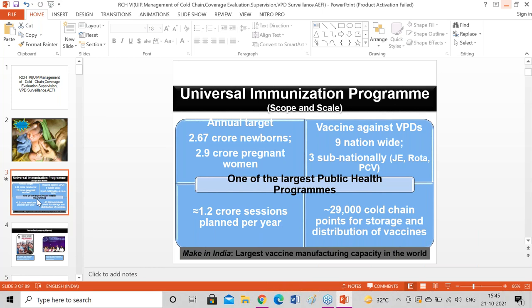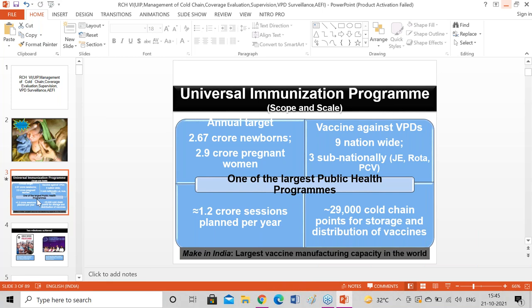And I hope you know what is immunization. I hope you know what is vaccination. It is one of the questions which is very commonly asked in your exams, in your vivas. What is the difference between immunization and vaccination? So I'll just tell you that vaccination is the administration of vaccines, and immunization is both the administration of the vaccines as well as the development of immunity following the vaccine administration. So that is the difference between vaccination and immunization.